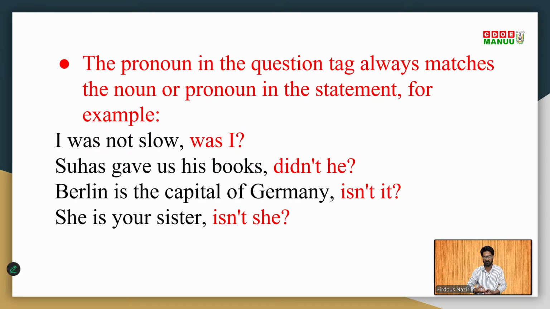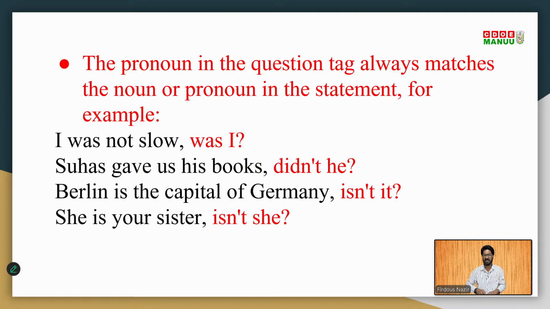Suhas gave us his book, didn't he? So here, instead of he, we can use didn't Suhas. That is again correct. If we say didn't he, we are not repeating Suhas's name. But if we repeat like this, Suhas gave his books, didn't Suhas, that is again correct, but that is redundancy. We are repeating the noun twice. So that's why we use he there.